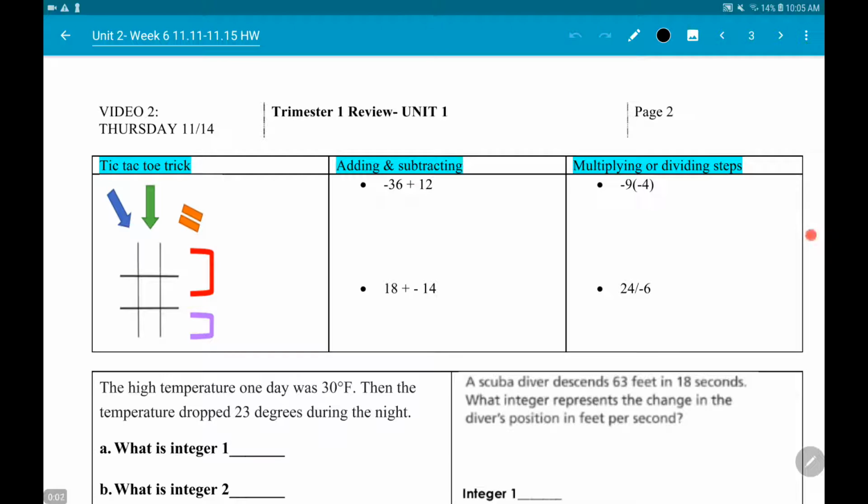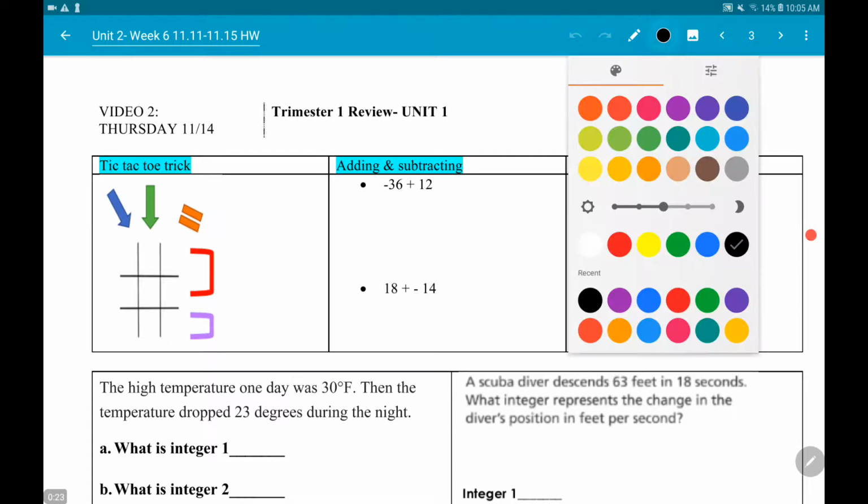Hi guys, so this video is the start of our trimester review. We're first going to review Unit 1 on Thursday and Friday in class, and then on Monday during our review session, we're going to review Unit 2, since that is more recent. So this is all stuff you've seen before. We are just recapping it to try to remember what we did earlier in the trimester.